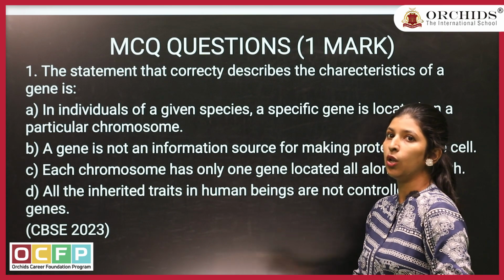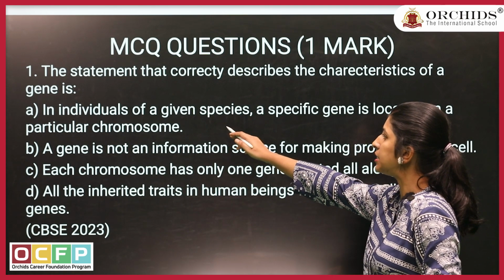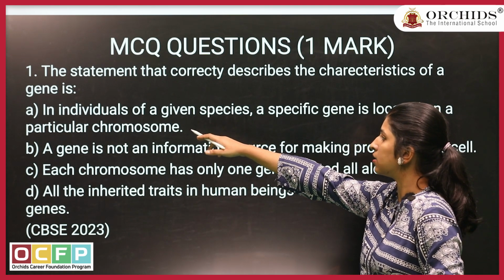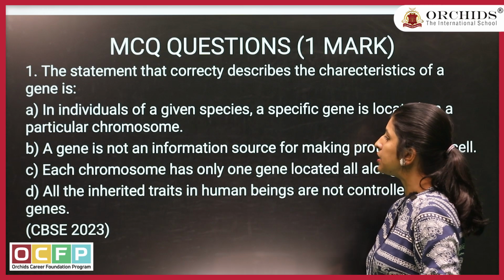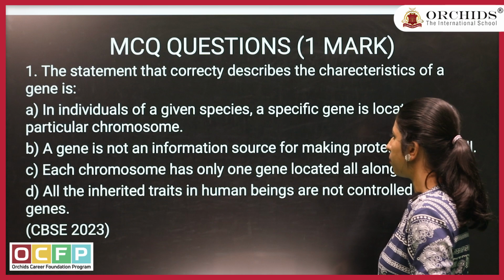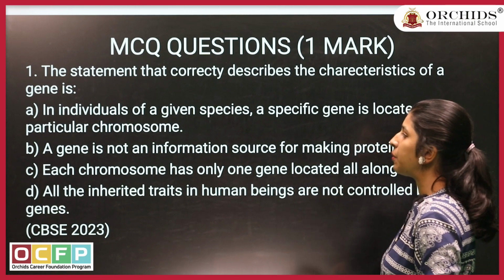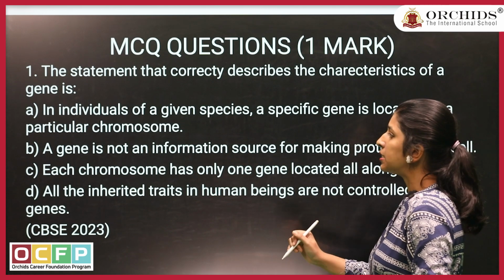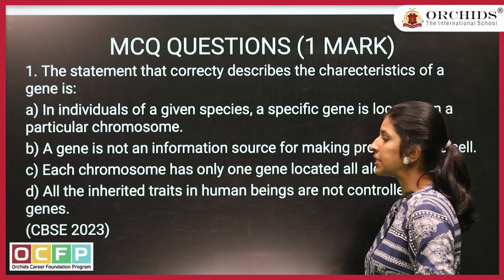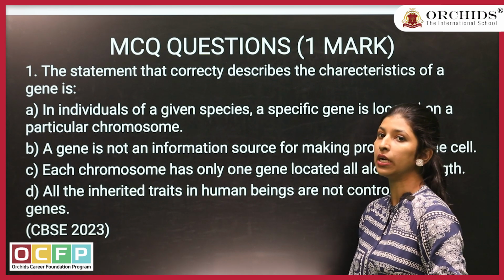So let's look into each of these statements. Let's look at the first statement, the statement A. In individuals of a given species, a specific gene is located on a particular chromosome. When we are analyzing this particular statement, we can understand that the statement is true. Let's look into the other statements and compare whether the other 3 statements are wrong or correct.